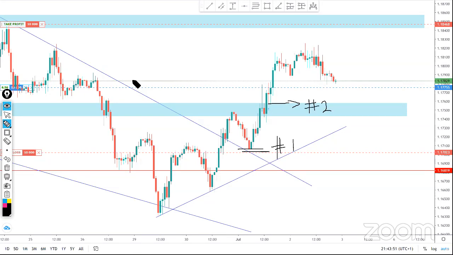And then don't forget price broke a narrow wedge. This is a narrow wedge right here. Get that? So that is confluence factor number 3.